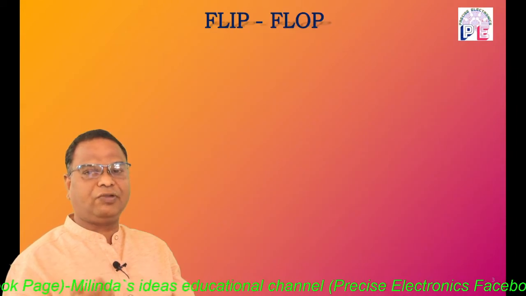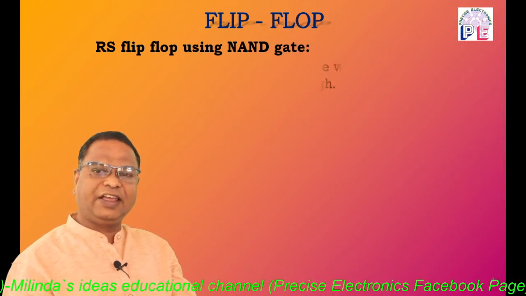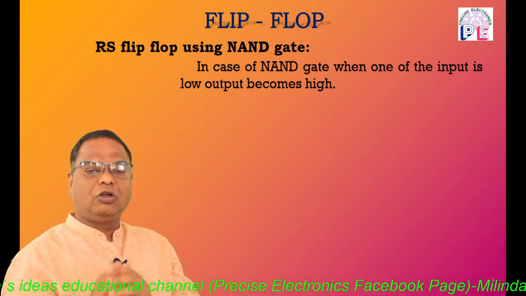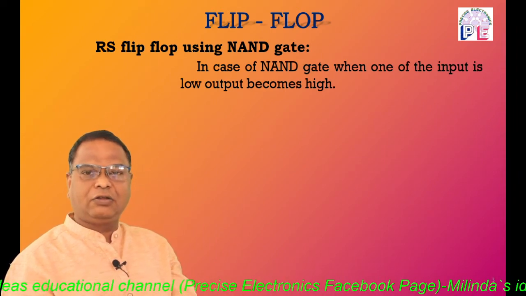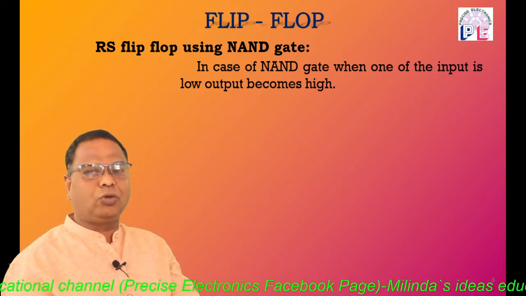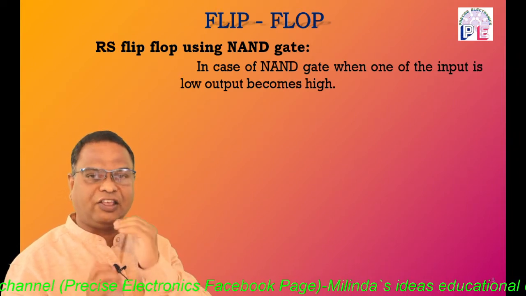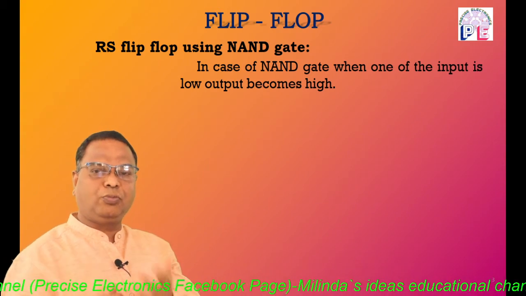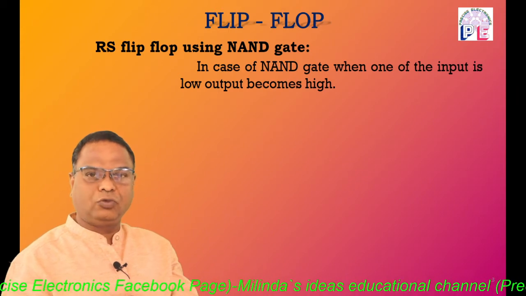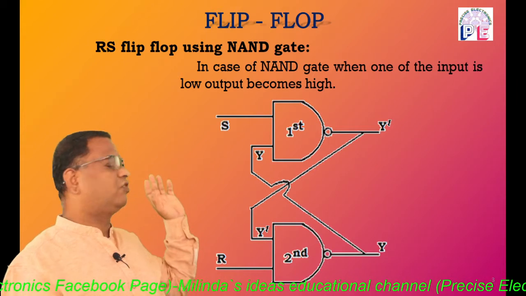So first of all, RS flip-flop by using NAND gate. What is a NAND gate? A NAND gate is a gate which gives a high output when one of the inputs is low. In case of a 2-bit NAND gate, there are two inputs. When one of the inputs goes to low level, the output of this gate becomes high, and this NAND gate is used to construct the RS flip-flop. As there are two inputs, that is a set input and a reset input, two NAND gates are used. The circuit diagram of RS flip-flop by using NAND gate is now going to display on your screen.